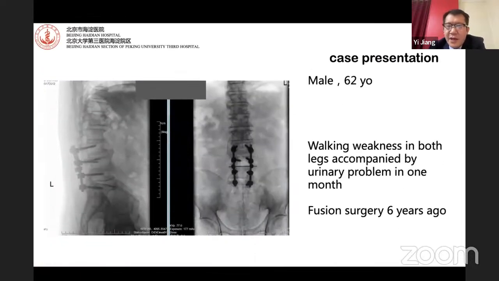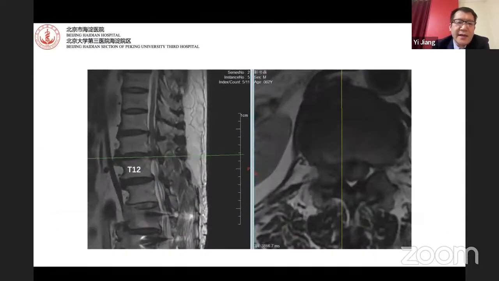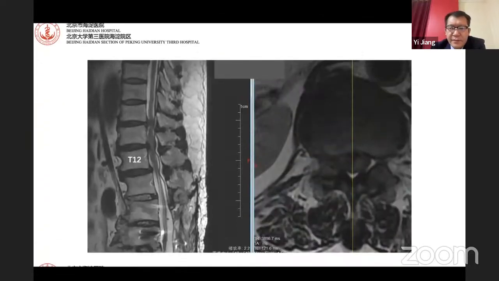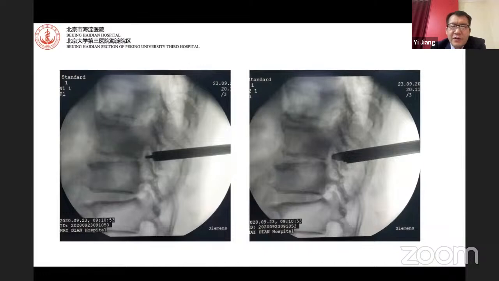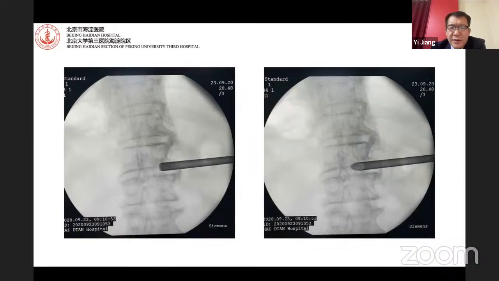This is the case. A male, 62 years old, with walking weakness in both legs, accompanied by urinary problems for 1 month. He had a fusion surgery 6 years ago. We can find the ASD here, and it's only a herniation in 2 segments, but it's irritating the spinal cord. Here, we do the transforaminal procedure for the decompression.